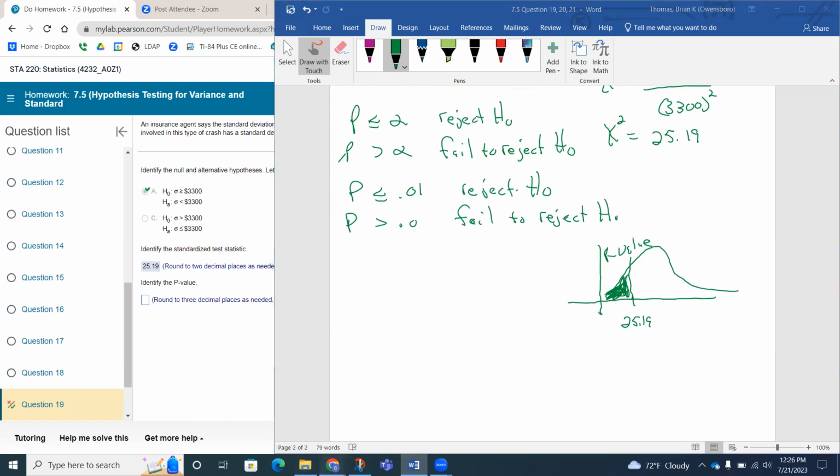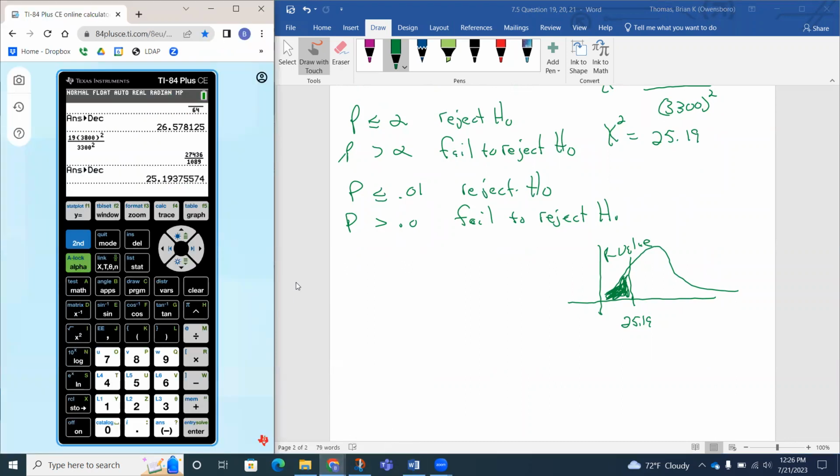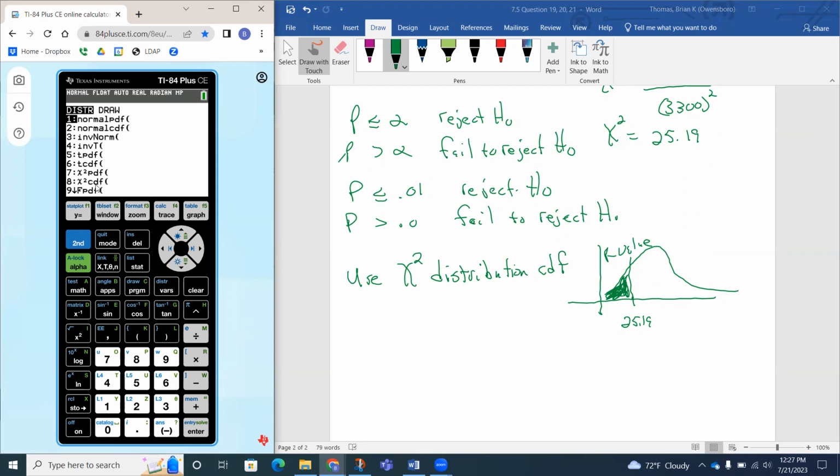So to find the p-value, we're trying to find the area of the curve. Let me find my calculator. Using technology, we can use the chi-squared distribution. Since we're looking for the area of the curve, this is the cumulative, the CDF. If we go to distribution, if you look at number 8, notice how it has chi-squared CDF. This gives us the area of the curve. Since this is left-tailed, there is no left bound, so we use negative 10,000 there. The upper bound is just 25.19.